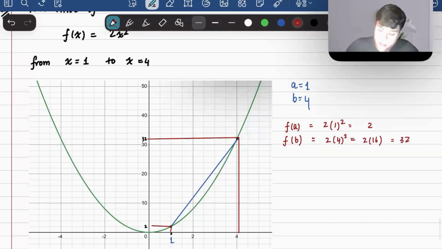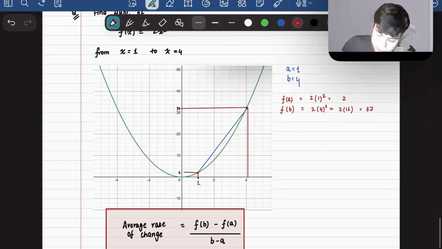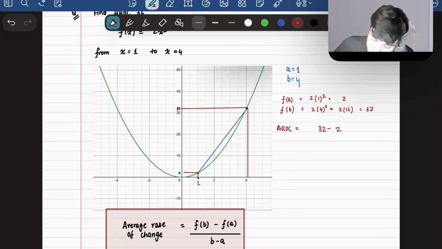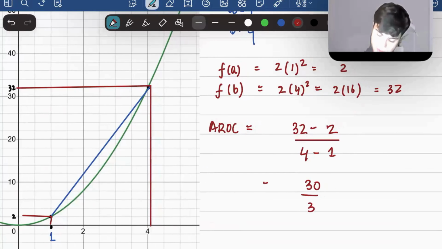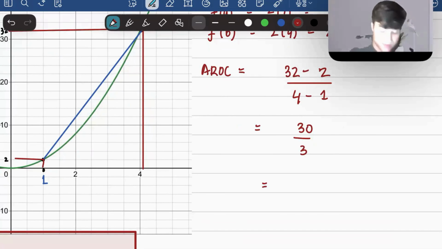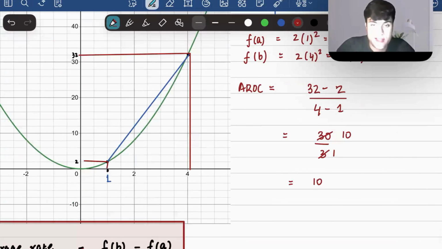Yep. So what we're going to do essentially now is just f of b minus f of a. f of b is 32, minus f of a is 2, over b, which is 4, minus a, which is 1. So 32 minus 2 is 30, and 4 minus 1 is 3. Now you guys can plug this into the calculator, but 3 times 1 is 3, and 3 times 10 is 30. So the average rate of change that we have here is 30.